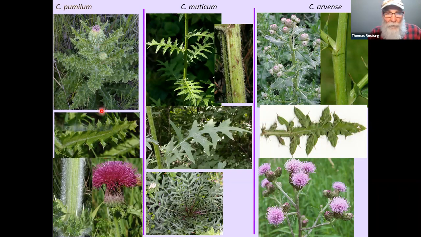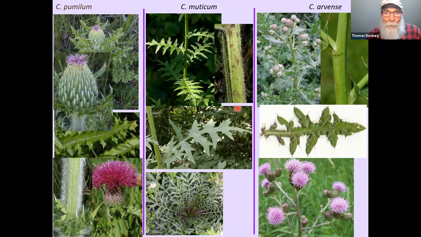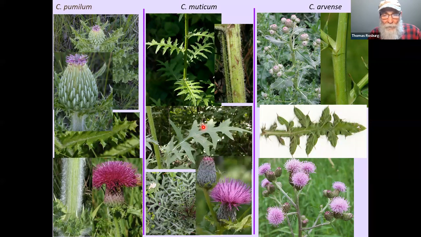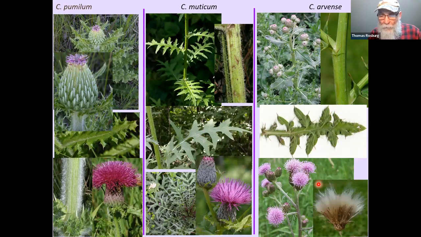Here's swamp thistle. Again, it has some sparse pubescence on the stem. Its leaves seem to be pretty large and, again, very deeply lobed in through here. There's a basal rosette for it. I've only seen it a few times up in Northeast Iowa. There's a couple of flower heads for it. And then there's Canada thistle, of course. Stem, leaf, much smaller flower heads. There's what it looks like when it's dispersing those fruits.